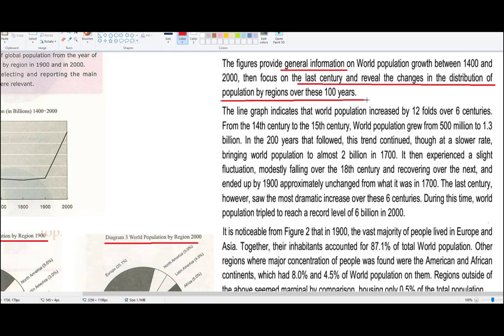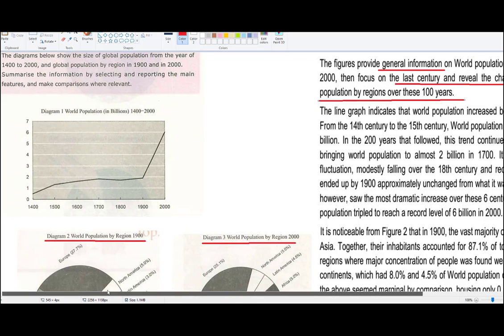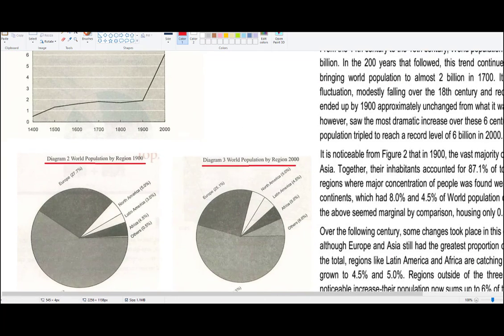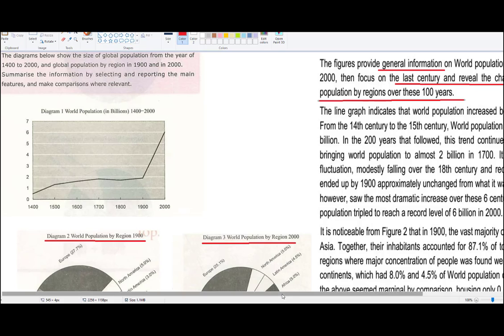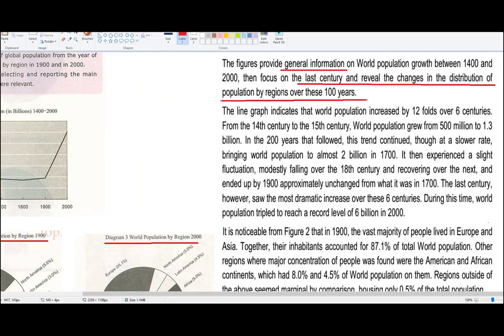But what I do like is that this person included information on both the first chart, the line chart, and the pie charts in their overview, and everything is in the beginning. They didn't split it up like the other examples we saw, even though there are some problems there also. Okay, the line graph indicates that the world population increased by 12-fold over 6 centuries.